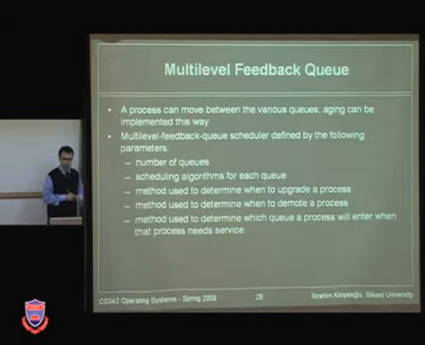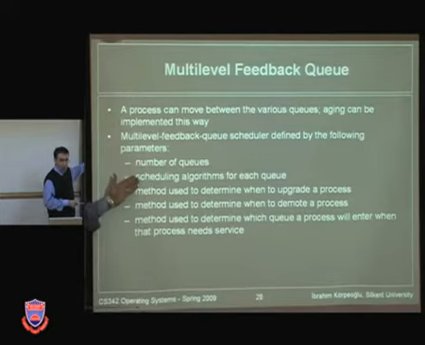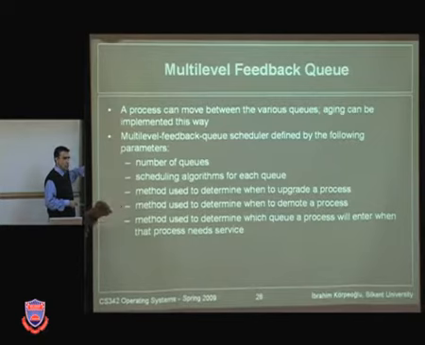So a multi-level feedback queue scheduler will have some parameters whose values should be decided on, of course. How many queues are you going to use? What kind of scheduling algorithm are you going to use for each queue? How are you going to increase the priority of a process? That means, what is the rule to change the queue that the process is added into, right?